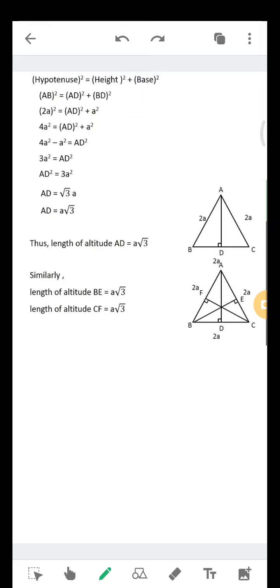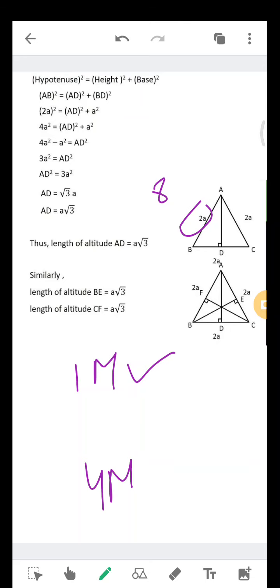So this can be asked from 1 mark to 4 mark. In 1 mark it can be asked what is the length of altitude for a given triangle. So if the side of the triangle is given as 8 centimeter, so you should make it half. Okay, so altitude will be 4 root 3. We are not taking 2A root 3, okay, we are taking half of 2A, that is A root 3. So what is half of 4? We should make half of the given side, that will be the length of the altitude.